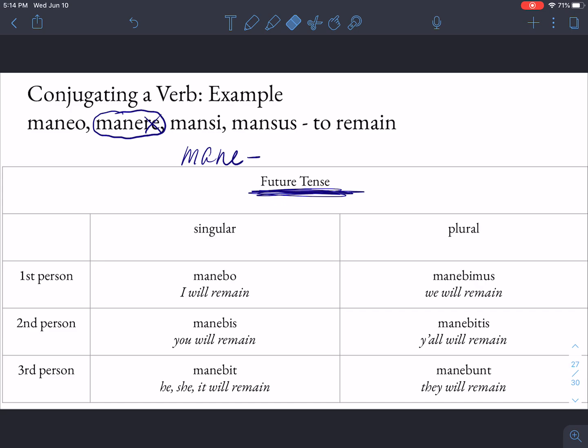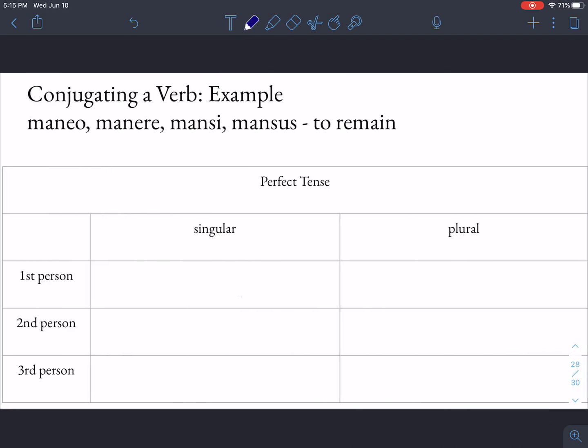Now remember, this is just the simple future tense, but you have to include a will in all of your translations. It's just similar to the English will. It hasn't happened yet, it's the future. Okay, and finally, we've got one more to do.